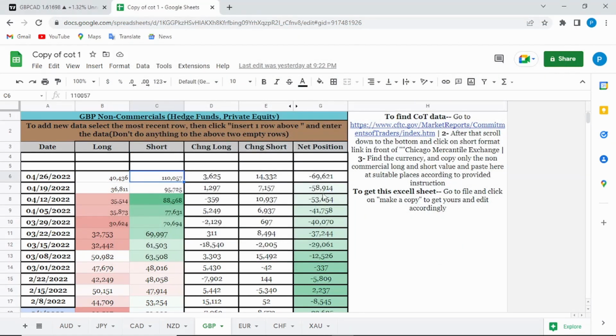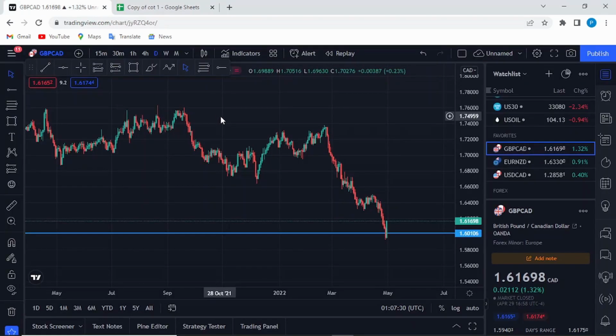The net position also is not good for GBP, considering minus 69.6k to 20.8k for the CAD. We can see that the CAD is really stronger than the GBP. So this is how it's going to be. Now let's go to our 4-hour time frame and try incorporating both analyses, the COT data and the higher time frame analysis together, and see what is likely to happen in the market.